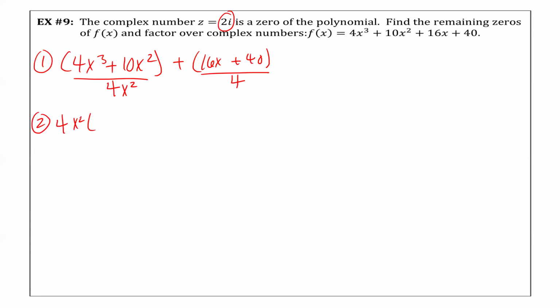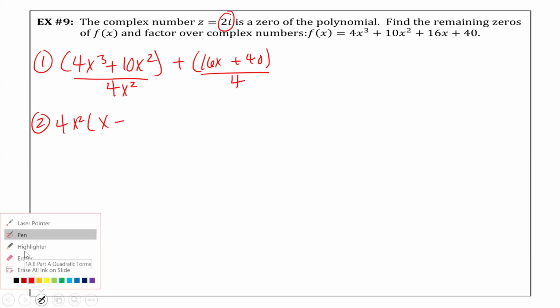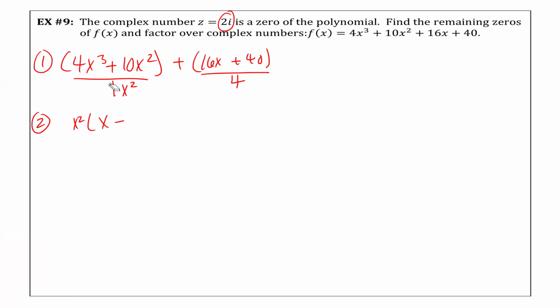4x squared leaves me with x. That's not 4, it's 2. You saw nothing. You heard nothing. This is a 2. Should be a 2.